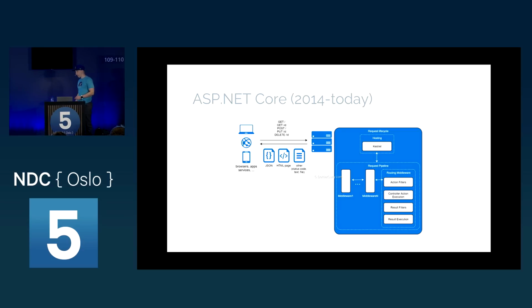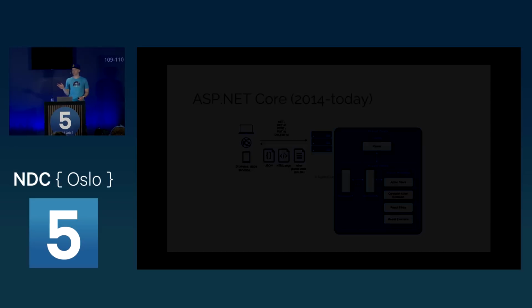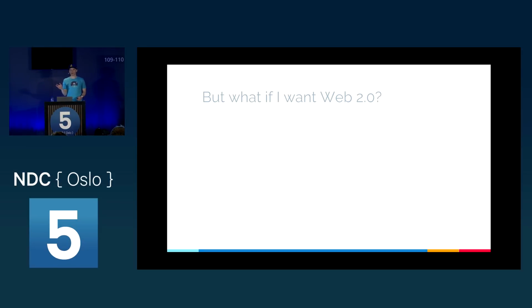So that's today. However, there's still one problem with ASP.NET Core, like MVC or Razor Pages. And what's that problem? But what if I still want Web 2.0? You promised me Web 2.0 like 10 years ago. And now you're telling me, hey, you have a cross-platform version of .NET, but it's still not Web 2.0. It doesn't give me rich JavaScript experiences out of the box. It doesn't give me the ability to not have to post back. What if I want Web 2.0?